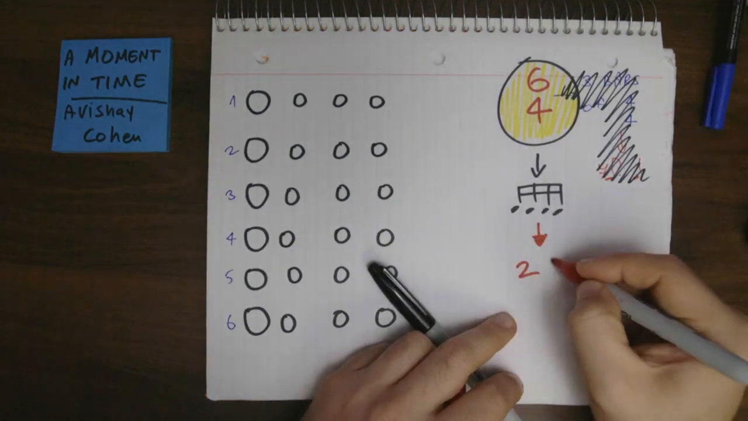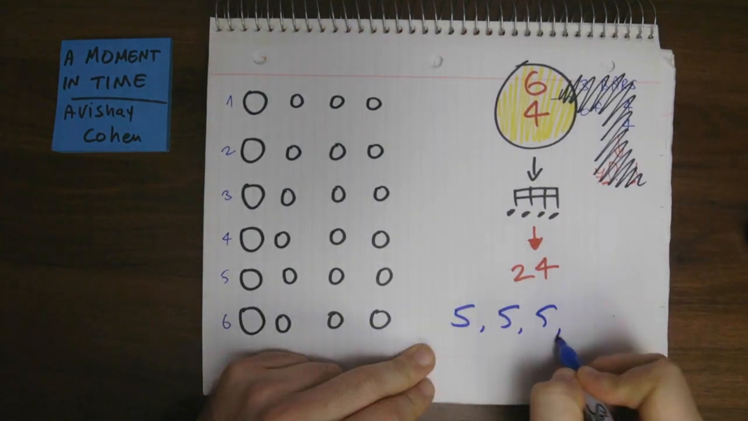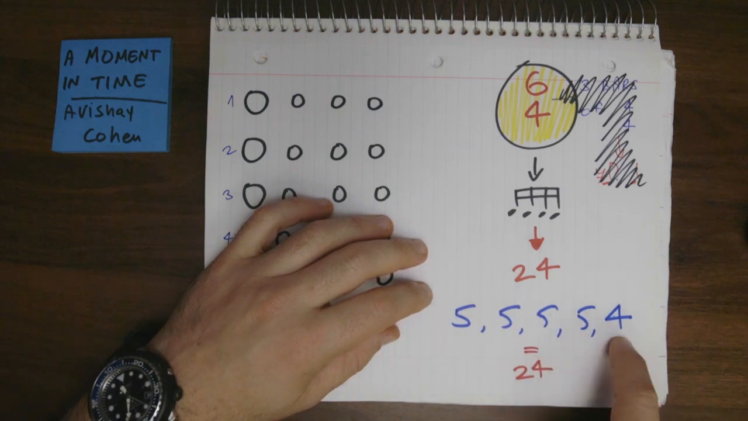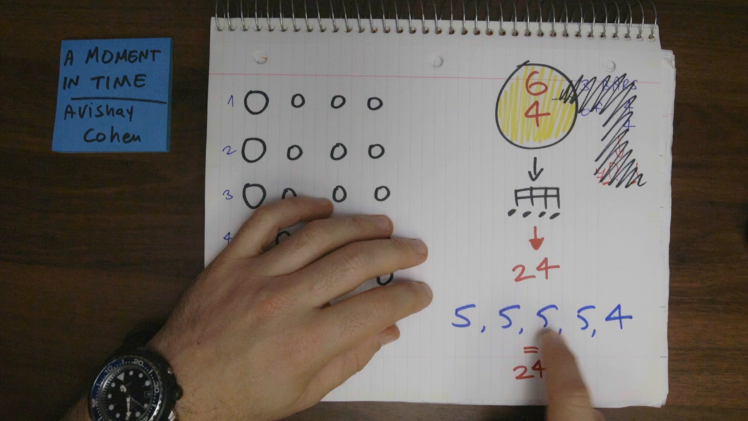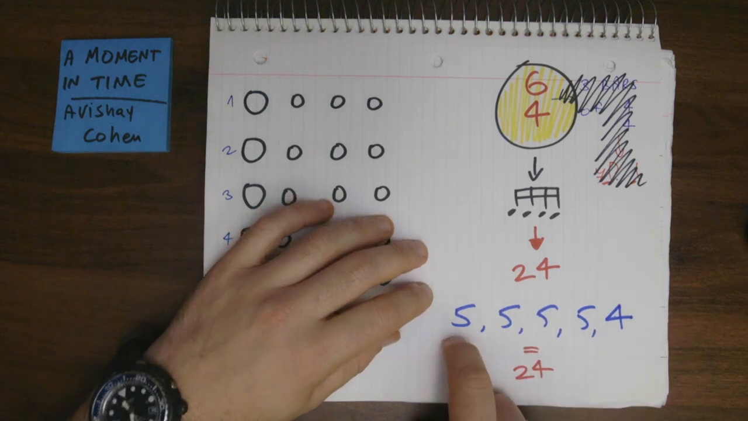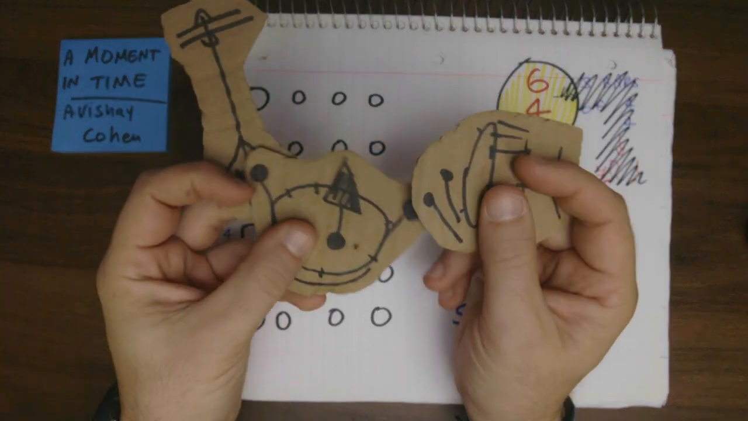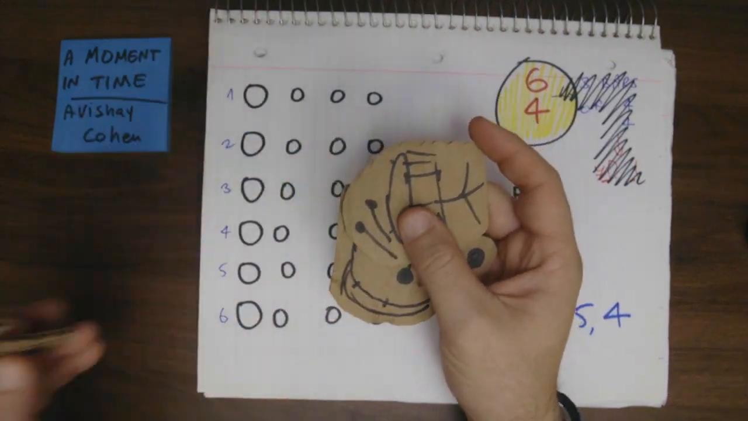The main pattern here looks like this: 5-5-5-5-4. 1-2-3-4-5, 1-2-3-4-5, 1-2-3-4-5, 1-2-3-4-5, 1-2-3-4. So, assuming this starts on beat 1, as I said at the beginning, I can orchestrate this in a very simple way on the drums.